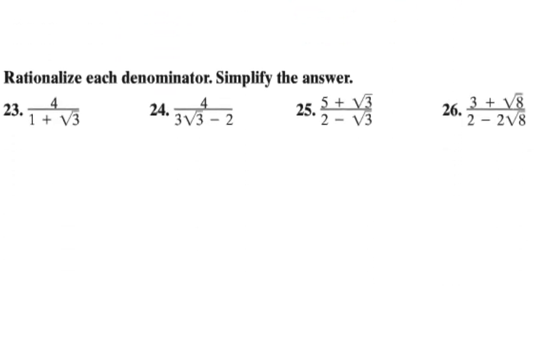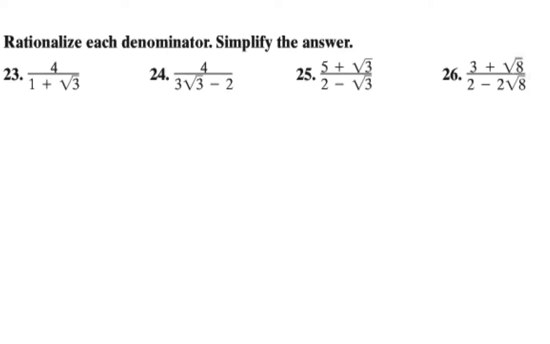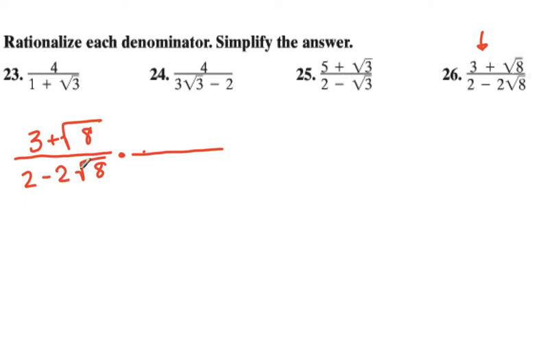Okay. Rationalizing the denominator. Let's go ahead and do 26. When we rationalize the denominator, we need to multiply any radical expression by its conjugate. And the conjugate is formed by taking the same terms but making it the opposite sign. So this is 2 minus 2 root 8, so we're going to do 2 plus 2 root 8. And the same with up top.